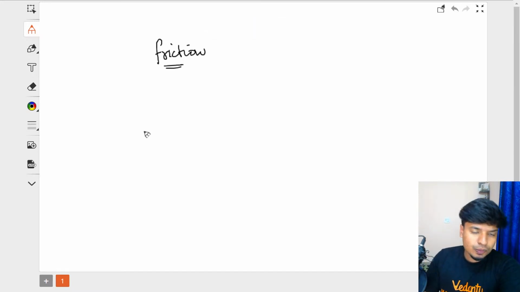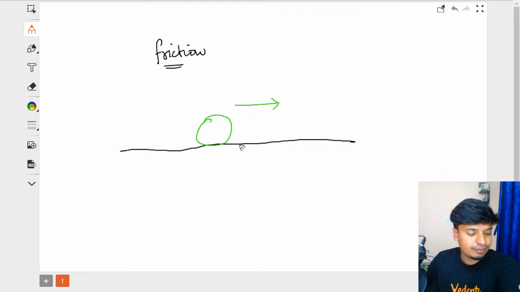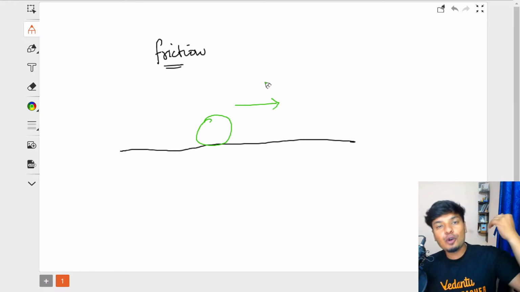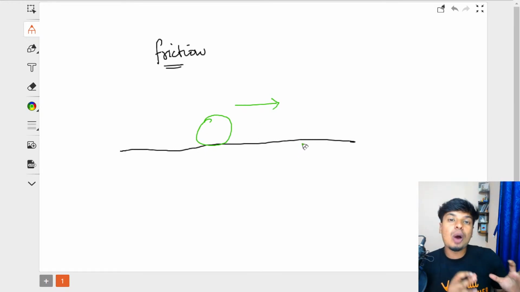Now suppose there is a floor, and there is a ball rolling on the floor towards this side. We all know that after some time the ball stops rolling, right? The ball doesn't move forward. Even if you kick the ball, it moves for a certain distance and then stops moving. But why does that happen?